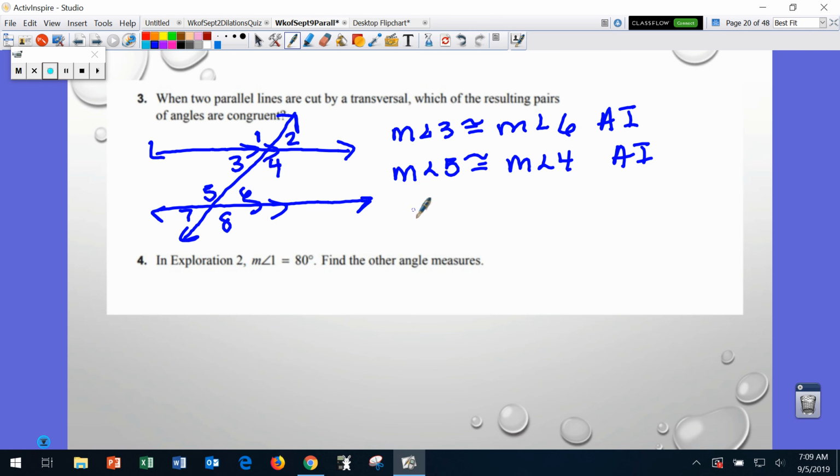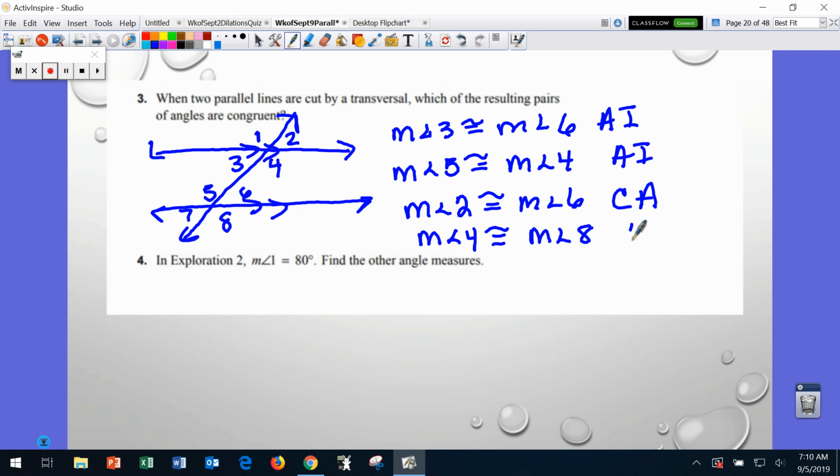Now I'm going to go back. I'm going to say the measure of angle 2 is congruent to the measure of angle 6. This up here is at the top of the first parallel line, and this one at the bottom is at the top of this line. So that means the measure of angle 2 is congruent to the measure of angle 6, and we're going to call those corresponding angles. We're also going to say angle 4 is at the bottom of the first line, and 8 down here is at the bottom of the second line. So I want to say the measure of angle 4 is congruent to the measure of angle 8, and that's corresponding angles.